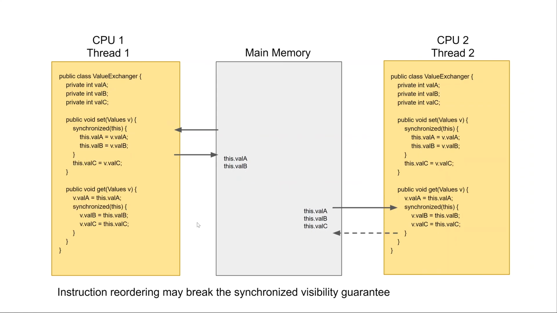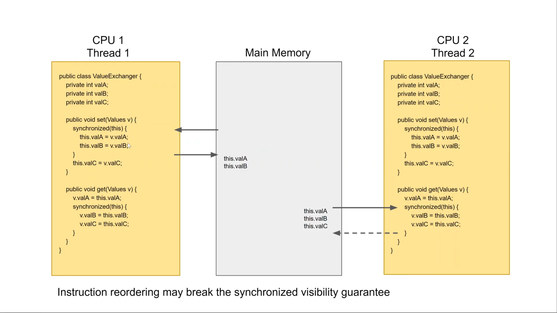Now imagine that the instructions in these two methods were reordered, right? So that this assignment here to val C was reordered to happen outside of this synchronized block here. And the read of val A was reordered to happen outside of the synchronized block over here. Now, this reordering would change the visibility guarantees of the code, right?